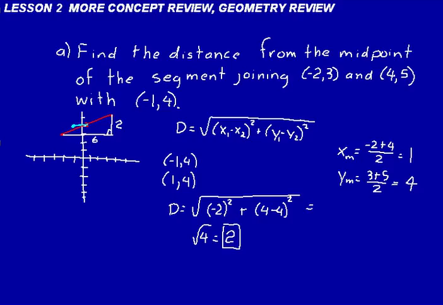We used our midpoint formula, where it's just the sum of the x values over 2 to find the midpoint of the x coordinate, and then the sum of the y's over 2 to find the y coordinate for the midpoint. We used our minus 1, 4 point with our midpoint of the red line segment. We substituted those into the distance formula to find the distance.